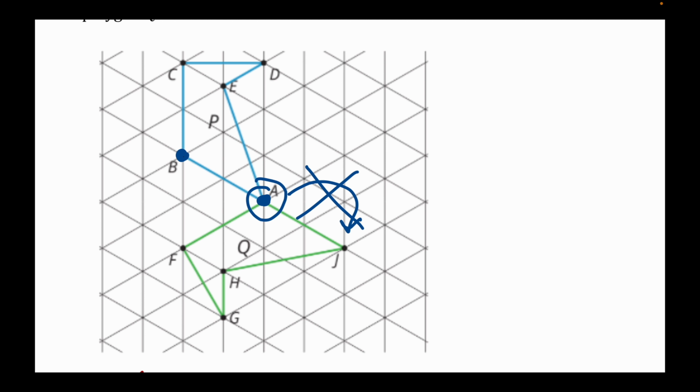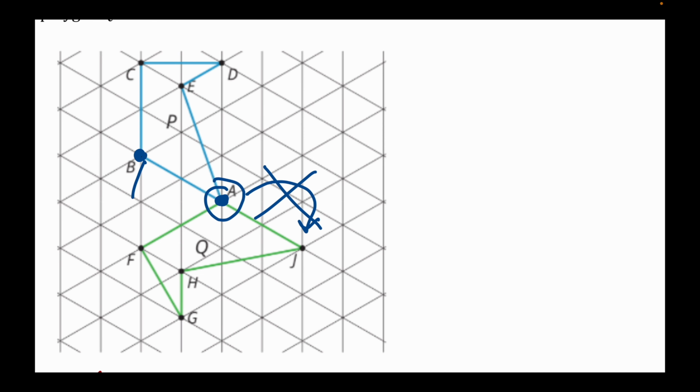Rotating 60 degrees would still swing everything down this direction 60 degrees counterclockwise. We would just have a reflected shape first. So it's not a transformation that's going to work for us. So the only two that work here are options C and D.